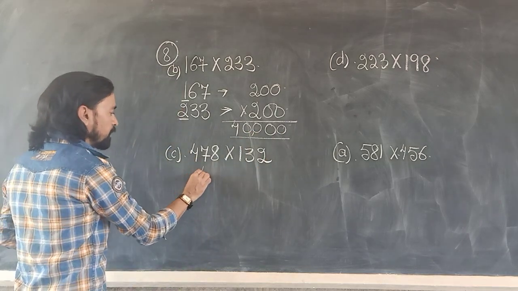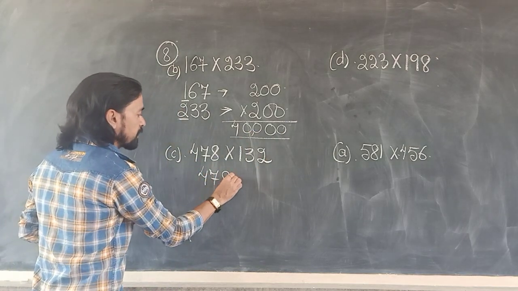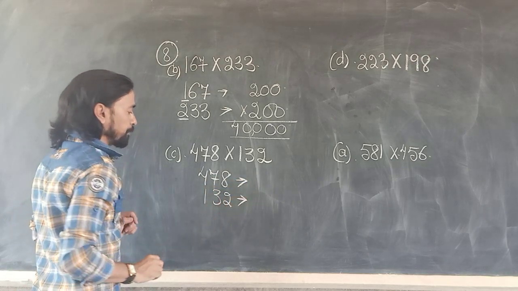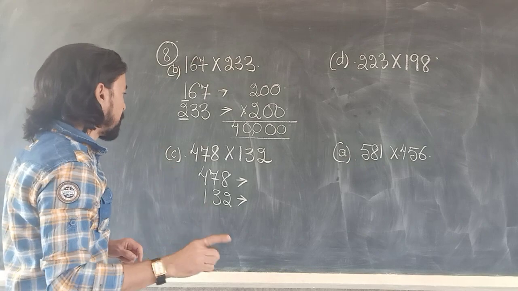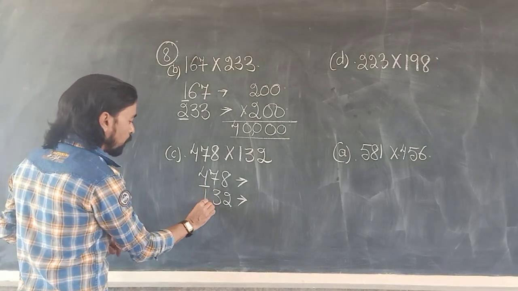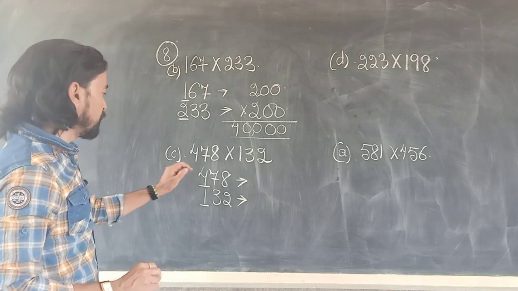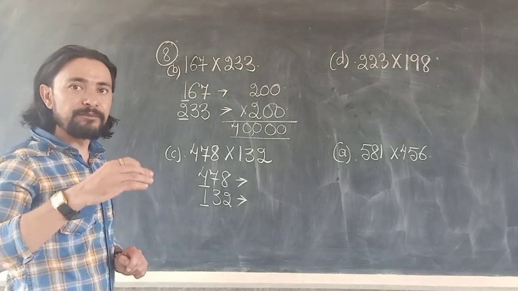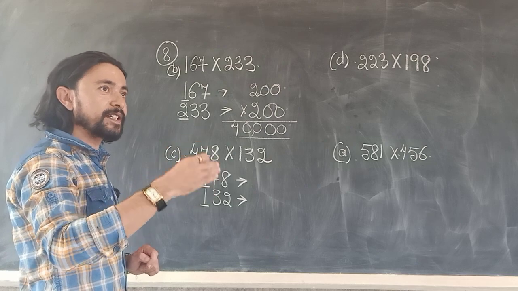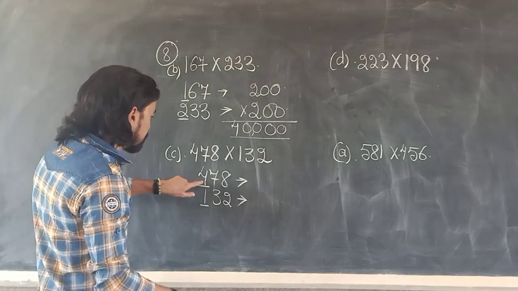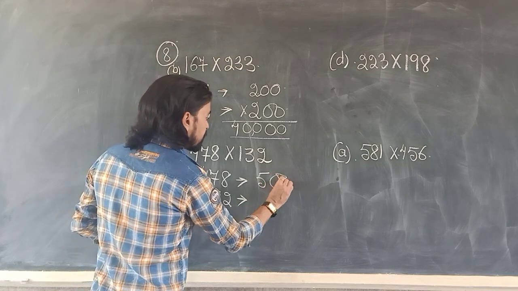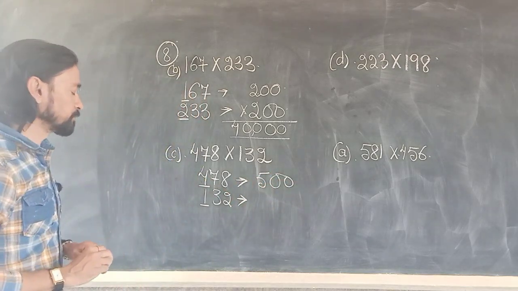Let's come to this one. 478, arrow, 132, arrow. I am rounding off to my nearest hundreds. So 4 is underlined, 1 is underlined. After 4 comes 7. 7 falls in the second category, that is from 5, 6, 7, 8, 9. So this 4 will increase by 1. It will become 5. The remaining will become 0.